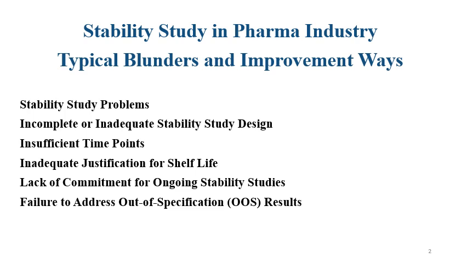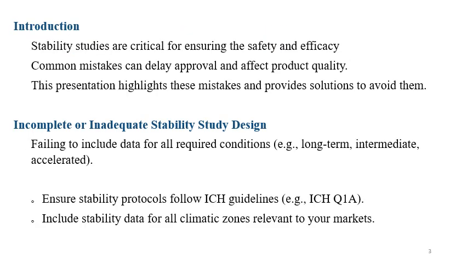The common stability study problems are the inadequate or incomplete stability study design, insufficient time points for sample loading, inadequate justification of shelf life and problems in the shelf life calculation based on the data, lack of commitment for ongoing stability studies, and failure to address the OOS or OOT results. There may be many other problems, but in this video, I am covering these common problems and mistakes. Be with me till the end of this video so that you will understand the problems in the stability studies.